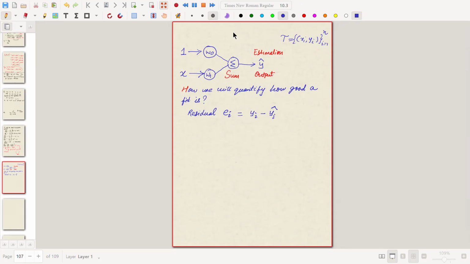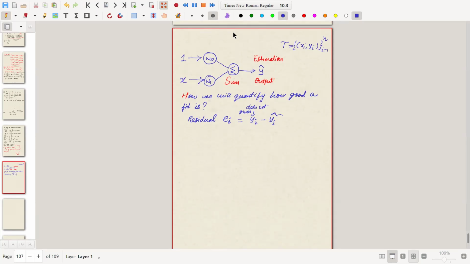Let us see the residual concept, e_i, that is y_i minus y_i hat. y_i is the data set already given to you. y_i hat is the predicted value. So how should I write it? y_i minus, we have a formula, so minus w_0 minus w_1 x_i.